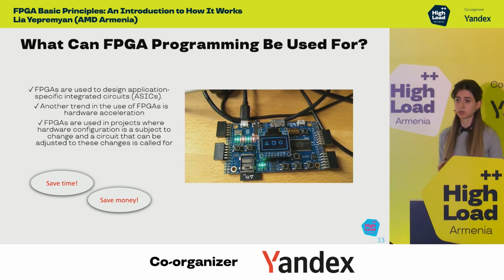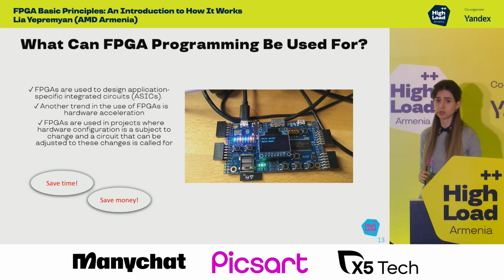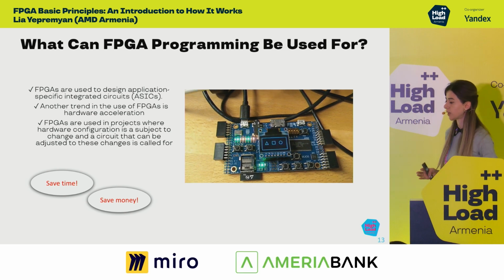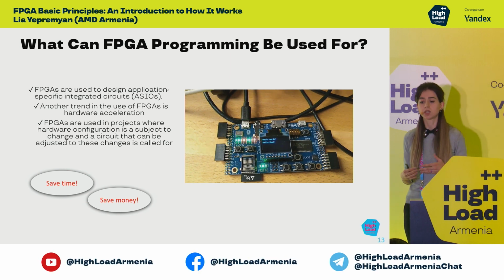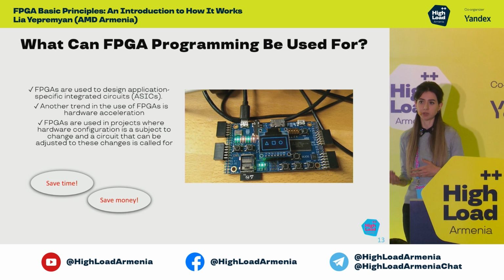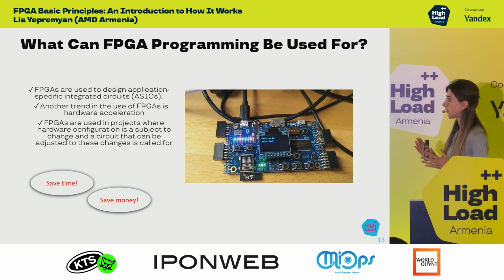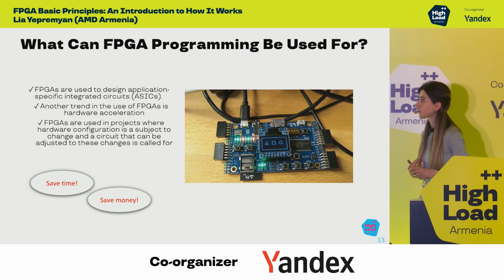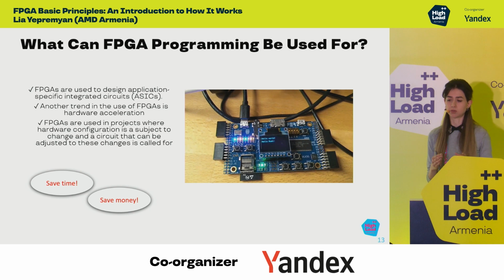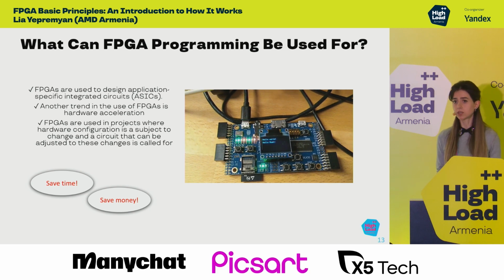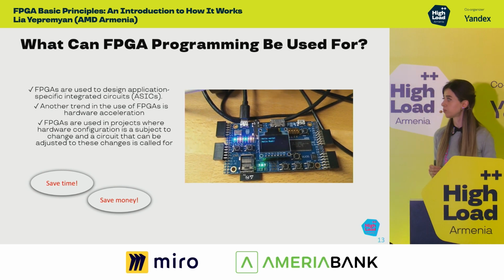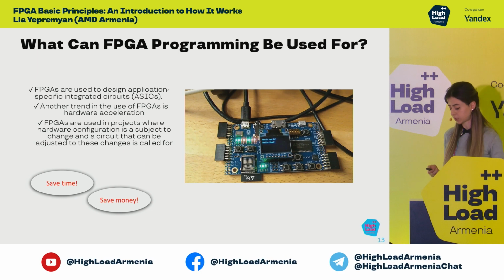Besides this, it is worth mentioning that today's modern TPUs, tensor processing units, and cryptocurrency miners are fabricated using FPGAs, because they are first designed with FPGAs and then manufactured. Another trend of using FPGAs is hardware acceleration. One can use the FPGA to accelerate a certain part of the algorithm, and they share the computation between the FPGA and the main processor.